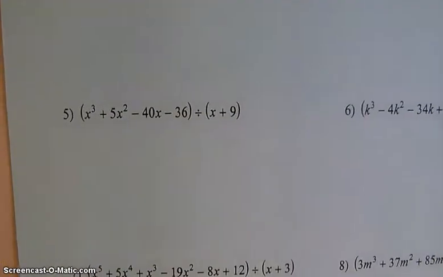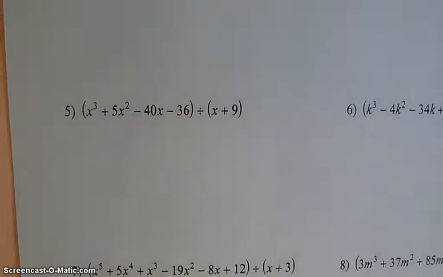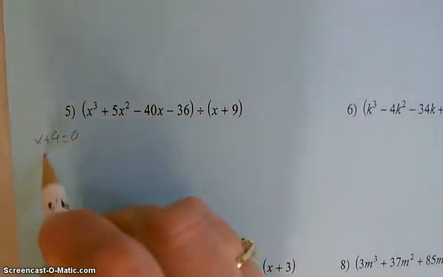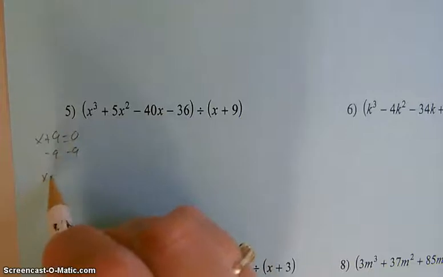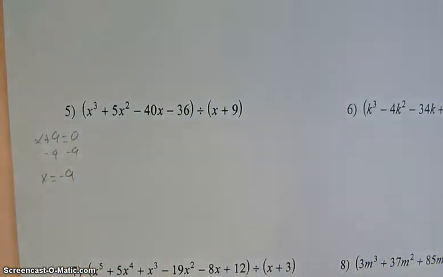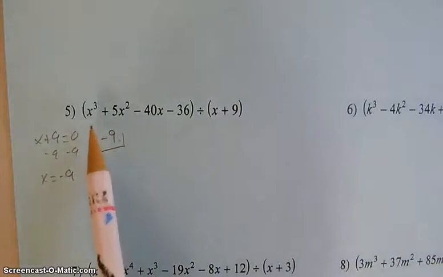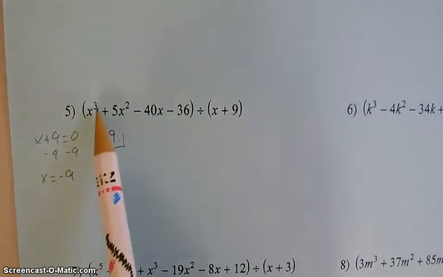Alright, on 5 through 10, you're going to do division. So I'm going to do example number 5, and we're going to do synthetic. So first thing I do is set x plus 9 equal to 0. Solve and get x equals -9. Okay, I'm going to put this in my little box on the outside, and then I'm going to check to see if I have my exponents all there.